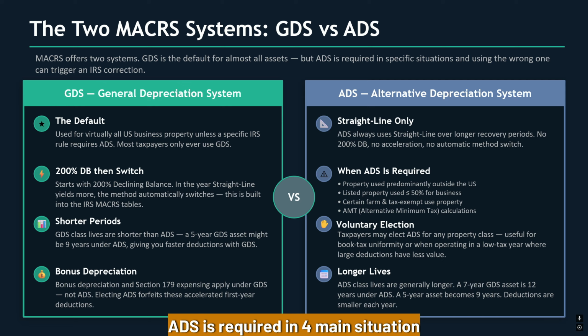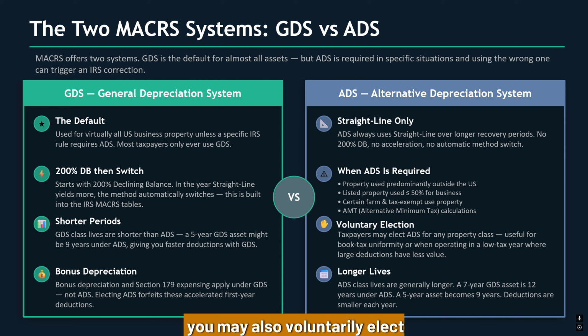ADS is required in 4 main situations. First, property that is used predominantly outside the United States. Second, listed property, things like vehicles and computers that are used 50% or less for business. Third, certain farm property. And fourth, when calculating the alternative minimum tax.